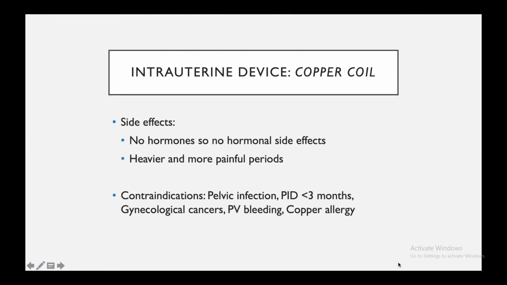Side effects for the copper coil: the benefit is that it has no hormones, so you have no hormonal side effects. However, you can have heavier and more painful periods, again highlighting the importance of the contraception history, talking about their menstrual history in particular. Contraindications to the IUD is pelvic infection. You can also get PID. So if you've had PID in the preceding 3 months, it's contraindicated. Gynecological cancers, PV bleeding, and of course a copper allergy.